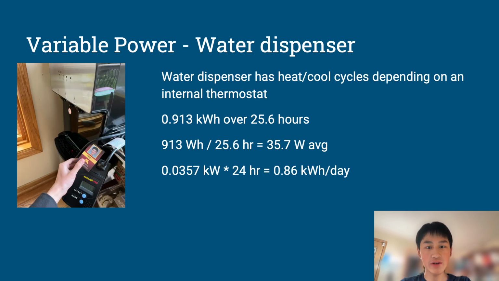With the variable power, that was the water dispenser that I chose. I averaged it over 25 hours, so it used 913 watt hours over 25 hours. So I took the average watts and multiplied that by 24 to get 0.86 kilowatt hours a day on average.